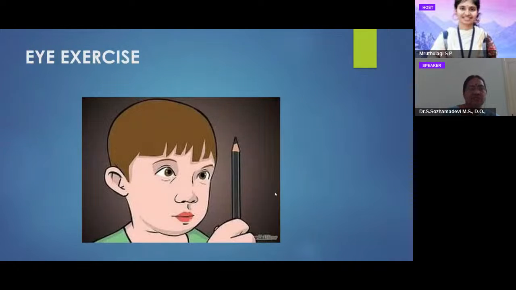Exercise for convergence. You have to look at the tip of a pencil and slowly move it close, until very close to the face, and you should not see it double. If you see it double, you stop there, relax, and then try to see again. So you will try to converge and see. So your convergence power increases, so you will not have blurred vision. Next.